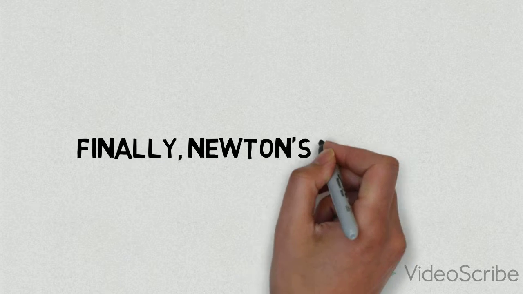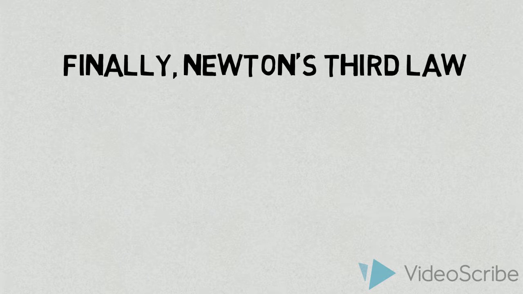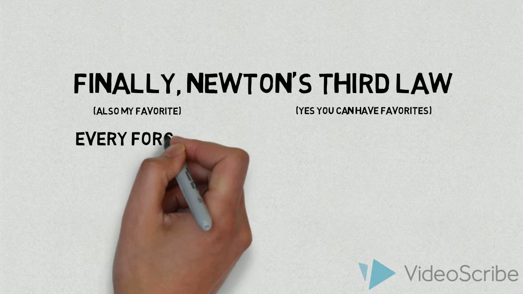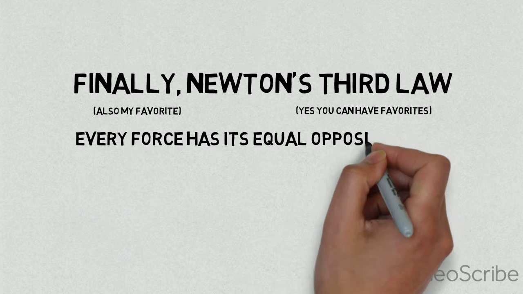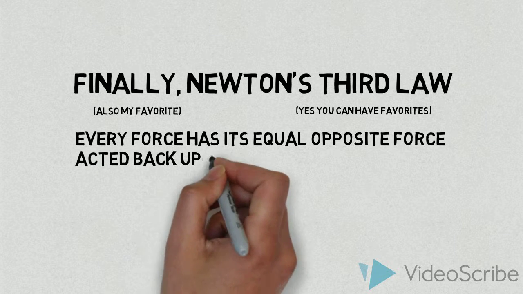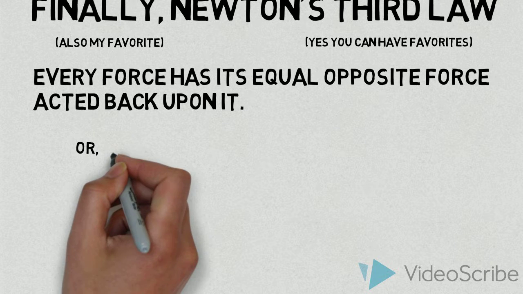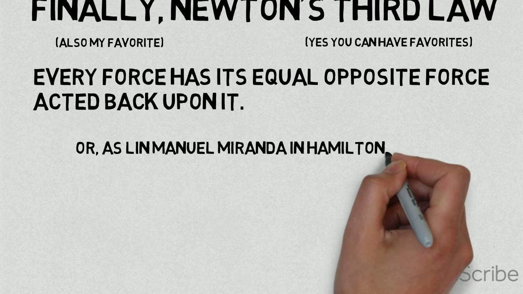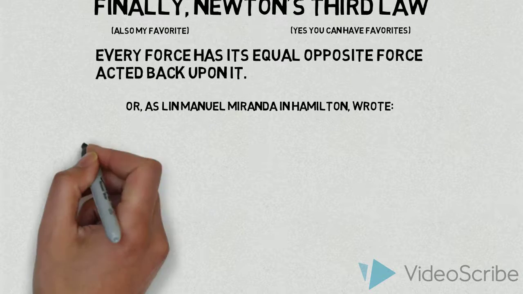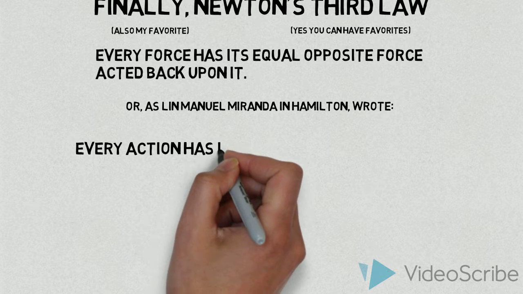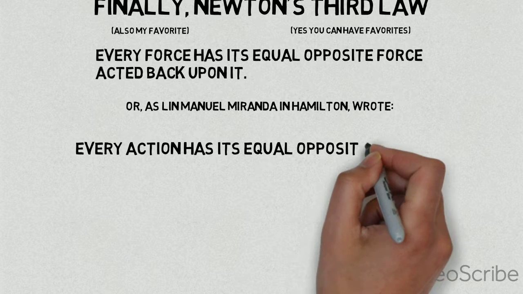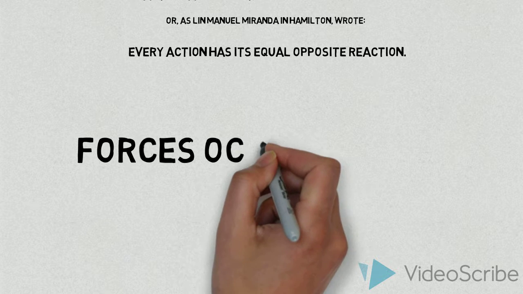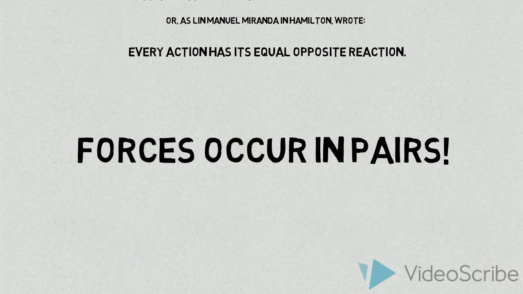Now, finally, we reach Newton's third law of motion. This is the one I find most interesting because it doesn't always have to be about forces. But in this case, we're talking about physics, and this means that every force has its equal opposite force acted back upon it. Now, this is my definition, but Lin-Manuel Miranda, when he was writing Hamilton, actually wrote lyrics for this, which state that every action has its equal opposite reaction. And this was said by his character Thomas Jefferson, and this shows that it relates to not only forces. However, this also states that forces occur in pairs.